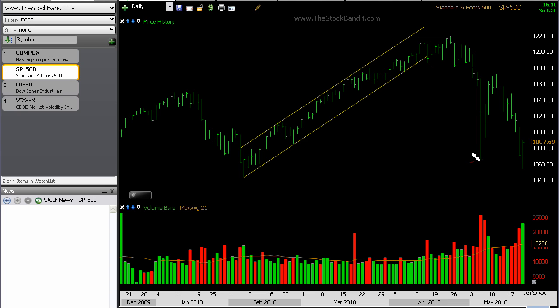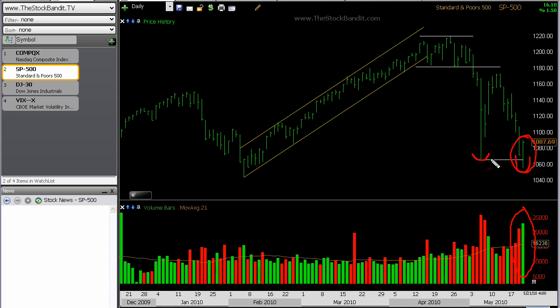For the S&P 500, we saw a successful test here of the May low. Once again, we did undercut it slightly. The May low was at 1065. We did break that on Friday with a move to 1055. But here again, we recovered and finished positive on very heavy volume. So that does look to be a successful test for now.